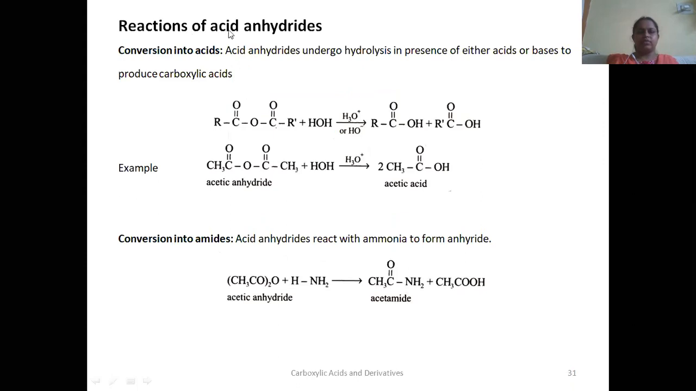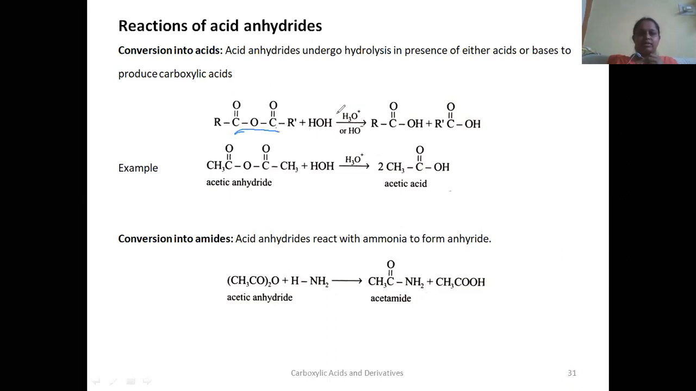Now let us see the reactions of acid anhydrides. Acid anhydride is formed when two acids are allowed to react or heated together. So there will be a loss of water molecule, and an anhydride bond is formed here. See here, this is from one acid, R-COOH, and this is from another acid, R-COOH. When these two are combined, H and OH will be lost from these two molecules and a new bond is formed here. This bond is known as the anhydride bond.